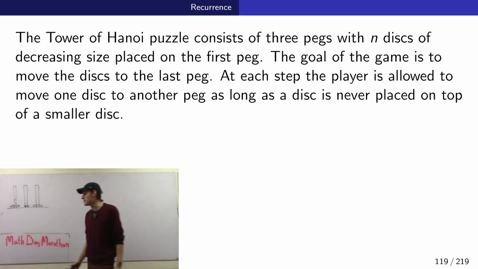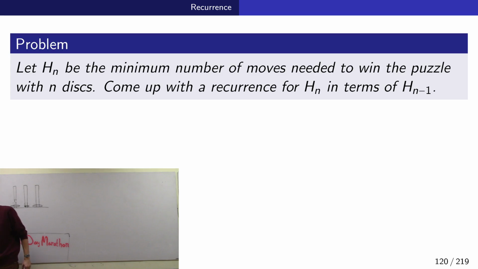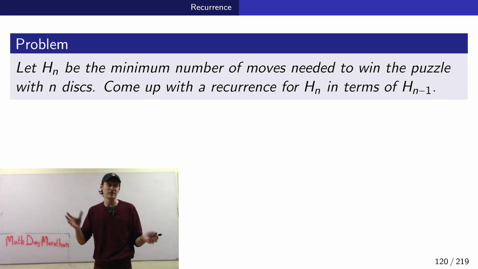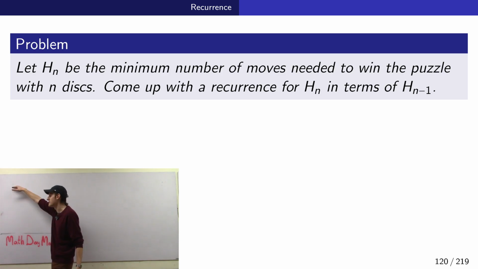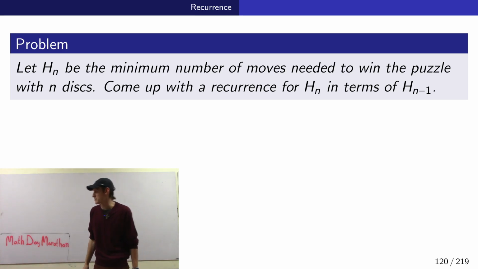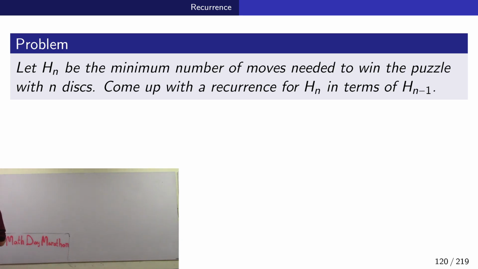And so the next question will be, suppose I have all my pieces on the peg on the left and I want to move them to some peg, maybe on the right or maybe in the middle. What's the fewest number of moves it'll take me to do so? Okay. So I'm going to let h sub n be the minimum number of moves needed to win the puzzle with n disks. So again, the puzzle is I have a stack of n disks on the left peg, and I want to move them all the way to the right. I want to come up with a recurrence for h sub n in terms of h sub n minus 1.